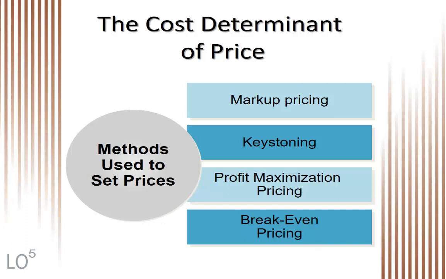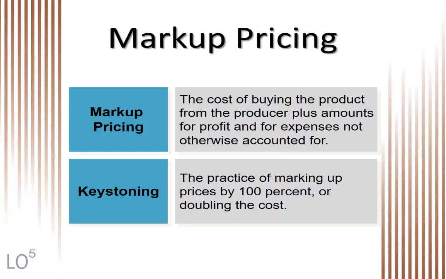Market pricing is fairly simple. The others, profit maximization pricing and break-even pricing, use more complicated concepts of cost. A description of these methods is shown on the following slides. First, market pricing is the most popular method to establish a selling price. Instead of using the cost of production to set the price, market pricing uses the cost of buying the product from the producer plus an amount for profit and expenses. The total determines the selling price.